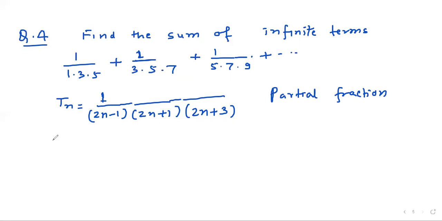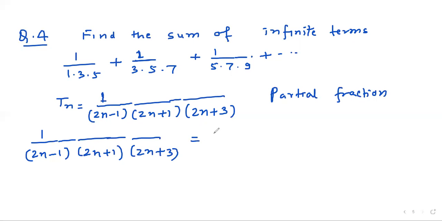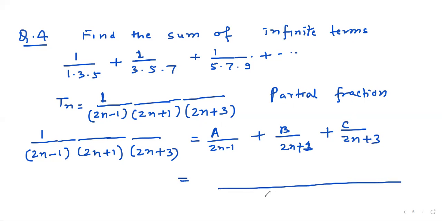Partial fractions, we can consider like this. We write 1 upon 2n minus 1 times 2n plus 1 times 2n plus 3 equal to A upon the first term 2n minus 1, plus B upon the second term 2n plus 1, plus C upon the third term 2n plus 3. Now we take the LCM, so we will get 2n minus 1, 2n plus 1, 2n plus 3.